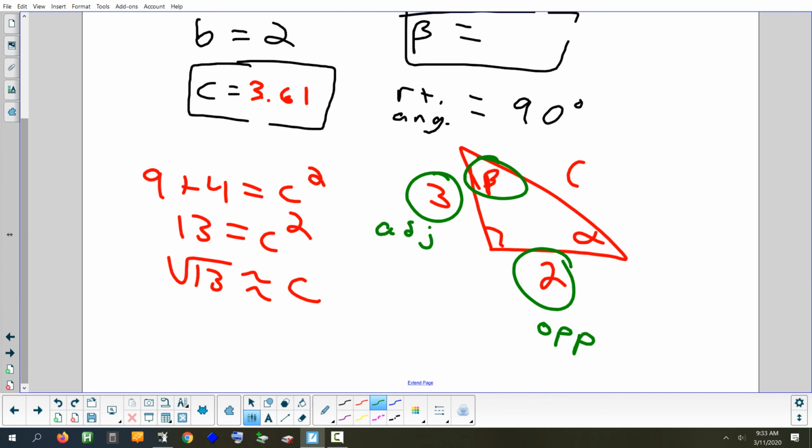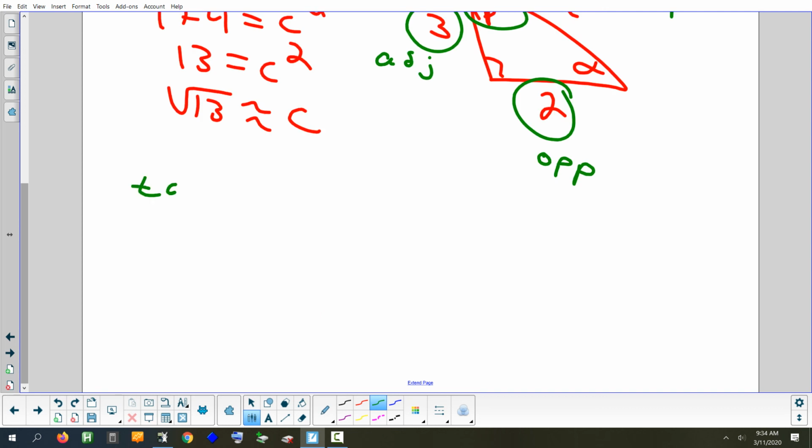Remember, that's from the perspective of beta. If you switch your perspective, you have to make sure you switch your names of your sides. But we are finding beta, so that is correct to find beta. So, from beta, we're going to use opposite, and we're going to use adjacent, because those are the two things we know. Sarah, what trig function has opposite and adjacent? Yep, tangent. So let's set up our equation.